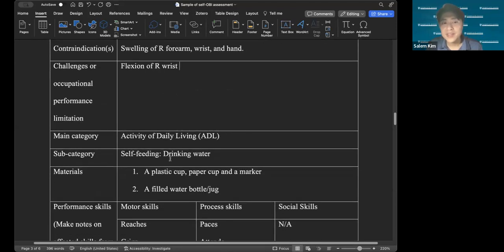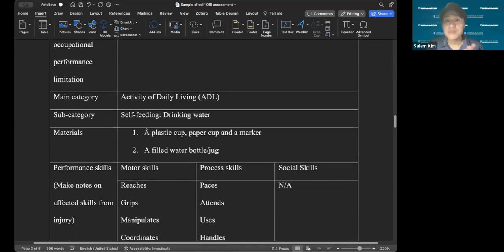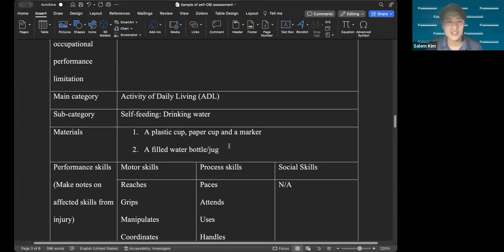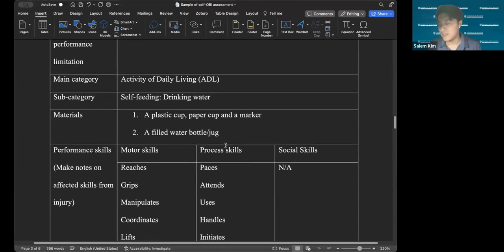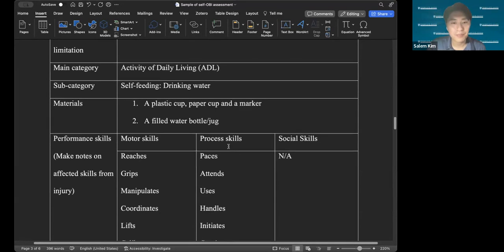Activity of daily living: self-feeding, drinking water. Materials: plastic cup, paper cup, a marker, and a filled water bottle or jug. So even though the actual occupation-based intervention that I planned was reach to drink, there could be different cases where the patient is already doing so well, then I want to add more challenges to it.